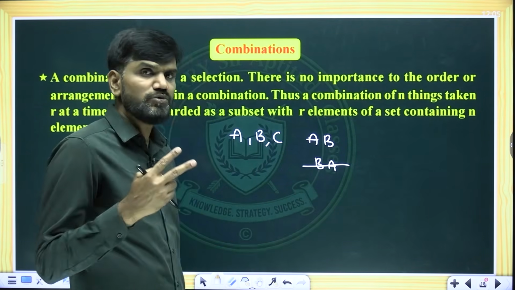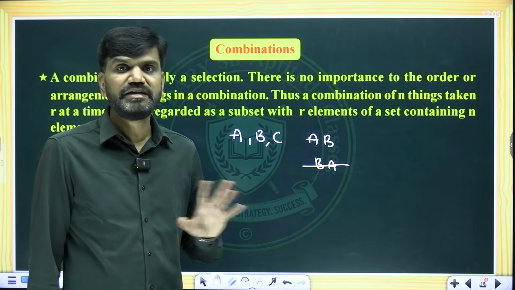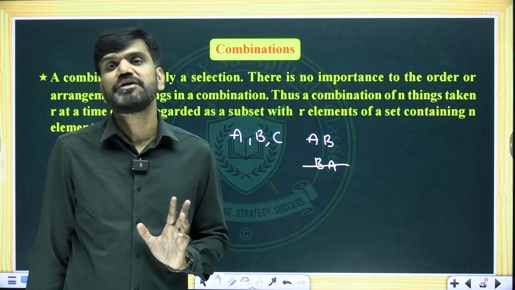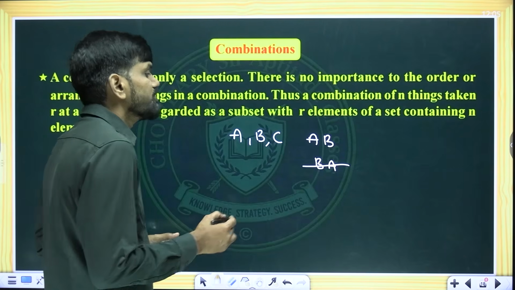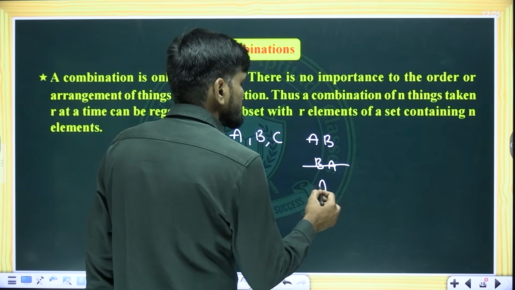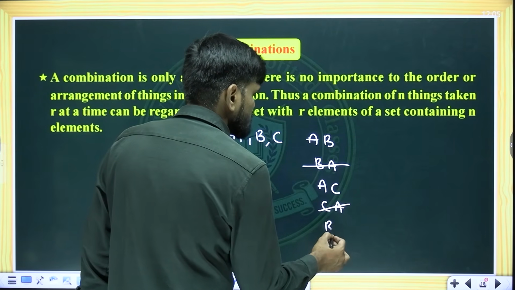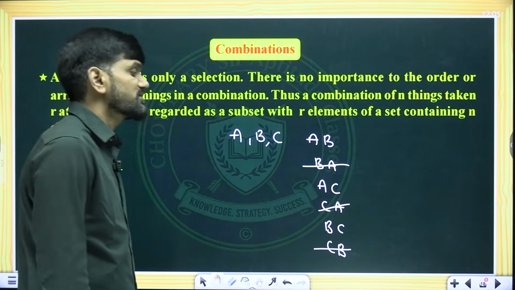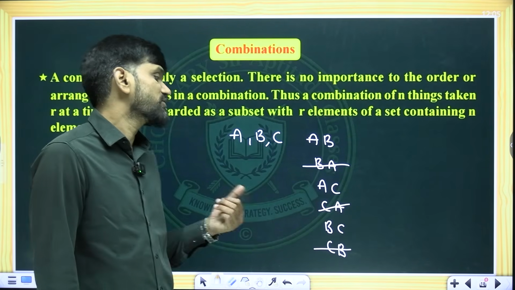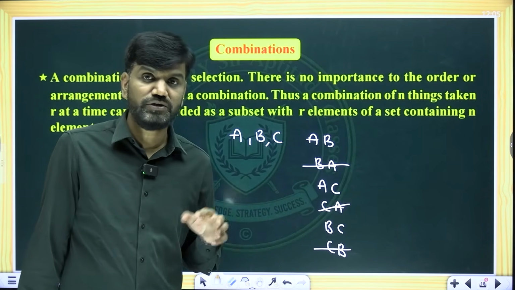Because I am just choosing 2 people out of 3 people that are available. So whether I take A, B or B, A, it doesn't really matter. Both are the same combination, so the order is not important. Similarly, AC or CA is one and the same, and BC and CB are one and the same. Erase it. So, how many different ways can you choose 2 people out of 3 people? 1, 2, 3. In 3 different ways you can choose.